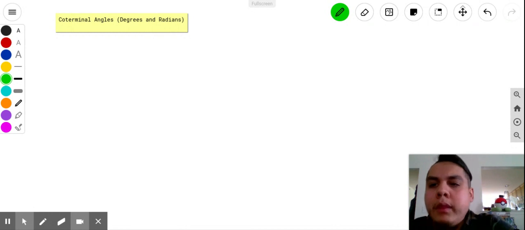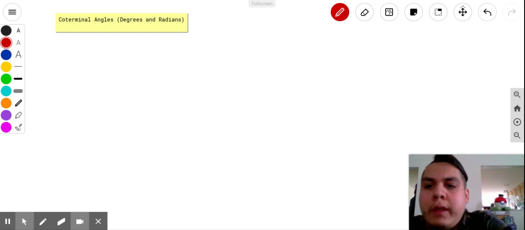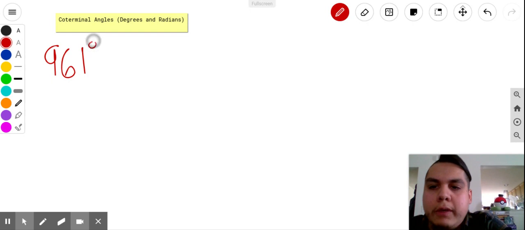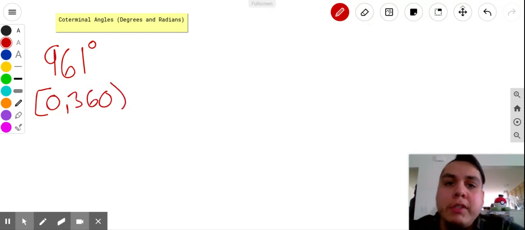All right. So we're going to talk about coterminal angles, and let's start with 961 degrees. And I'm going to look for a coterminal angle that's somewhere between 0 and 360 degrees. If you notice, I'm using interval notation. So I'm starting at 0 and going up all the way to 360, but I'm not going to include 360 as a possible answer, because 0 degrees and 360 degrees are essentially the same thing. They both end at the same spot.